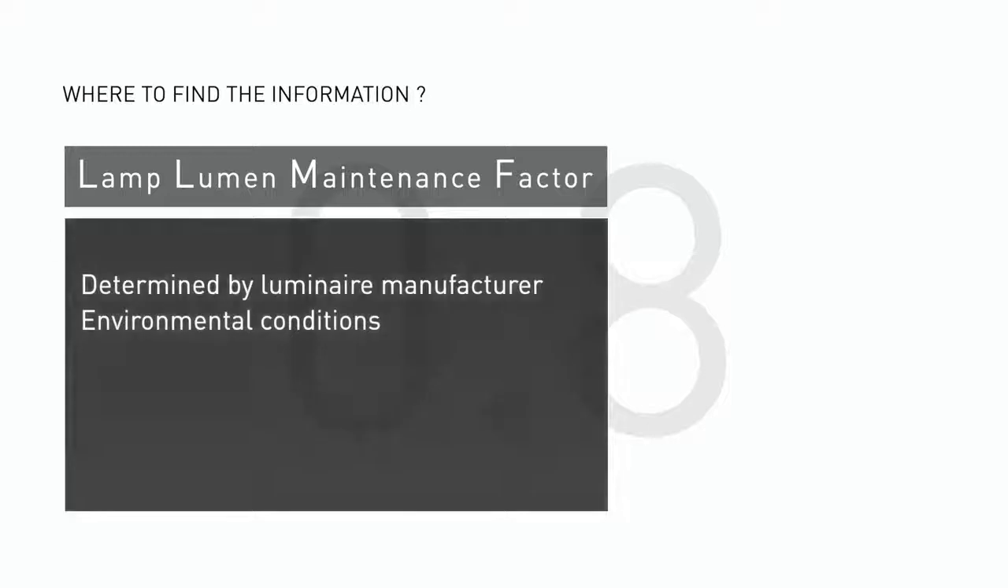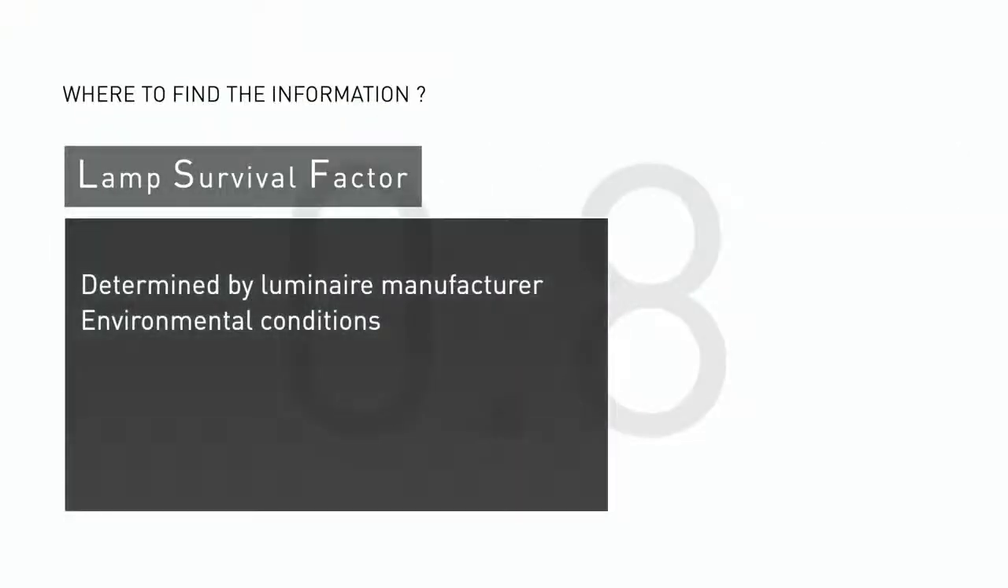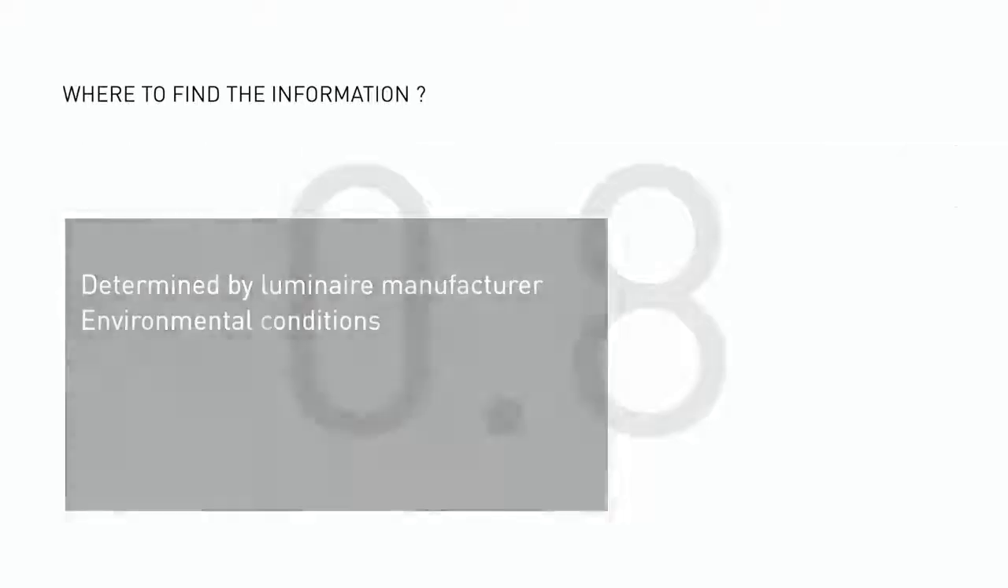Absolutely. So the four elements of maintenance factor, where do we find the information? So the lamp lumen maintenance factor, this is determined by the luminaire manufacturer in conjunction with the environmental conditions in which the luminaire is placed. So some of that information comes from the project, but then you take that project information and you apply it with the information that's from the luminaire manufacturer to get your lamp lumen maintenance factor. The next one is lamp survival factor. So again, this is determined by data from the luminaire manufacturer as well as the environmental conditions that you've got.